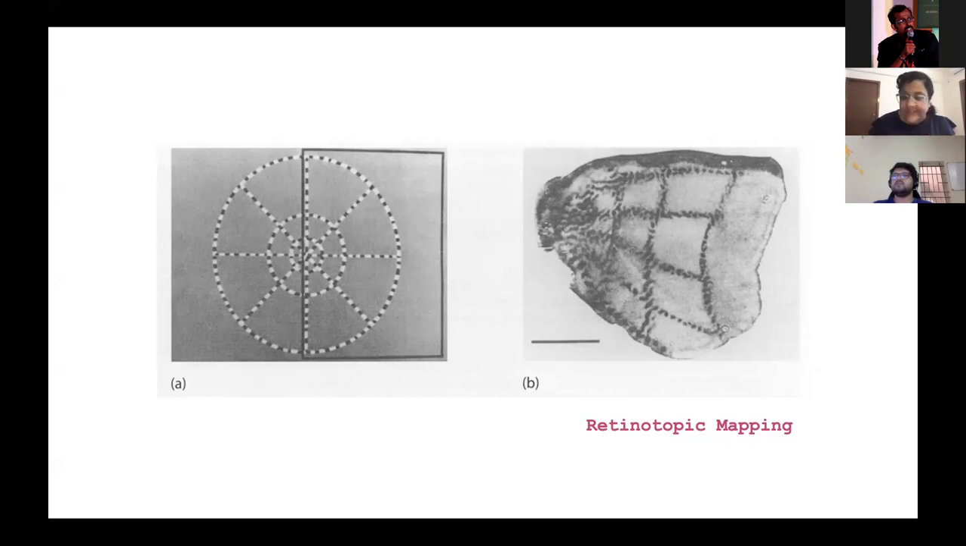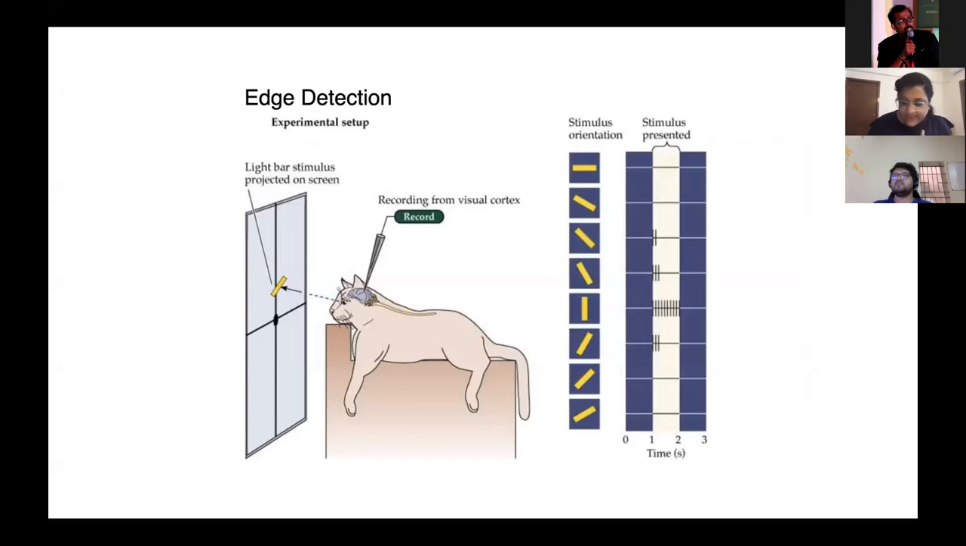The next thing that they did was they had this other bored cat, right? But this time they were not this gross. They were not very gruesome. So what they did was they stuck electrodes to the cat's brain, and they did something very interesting. They showed something called a light stimulus. It's basically a bar of light, and then they keep changing the direction of the light. So the light could be horizontal, vertical, and then slightly to 45 degrees, 60 degrees, etc.